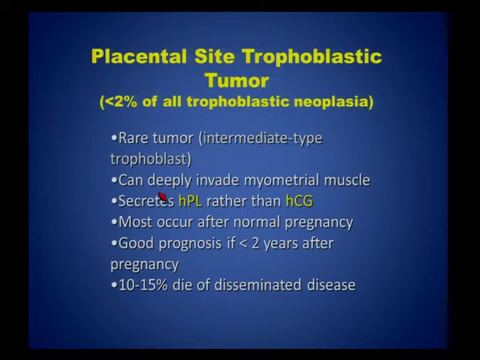Finally, let's talk about placental site trophoblastic tumor. I didn't really find a lot in the ultrasound literature about these. It's a rare tumor. It secretes human placental lactogen rather than HCG, so a little bit different biochemically. Most occur after normal pregnancy. Generally a good prognosis if discovered recently after pregnancy, but 10 to 15% die of disseminated metastatic disease.